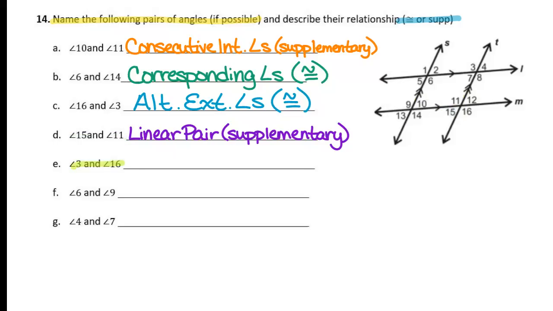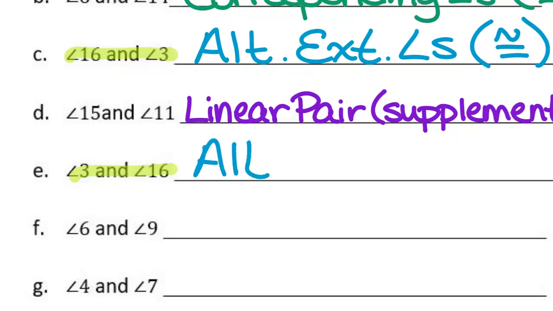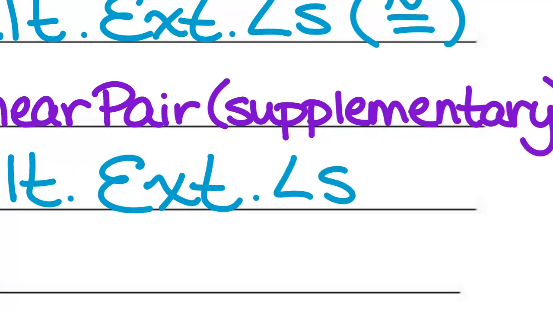All right, 3 and 16. Here's 3. Here's 16. What line do they both touch? T. Are there any other lines that they both touch at the same time? Nope, just T. It would be just like C. C had 16 and 3. Here we just flipped it around the other way. So these are alternate exterior angles, which are congruent.